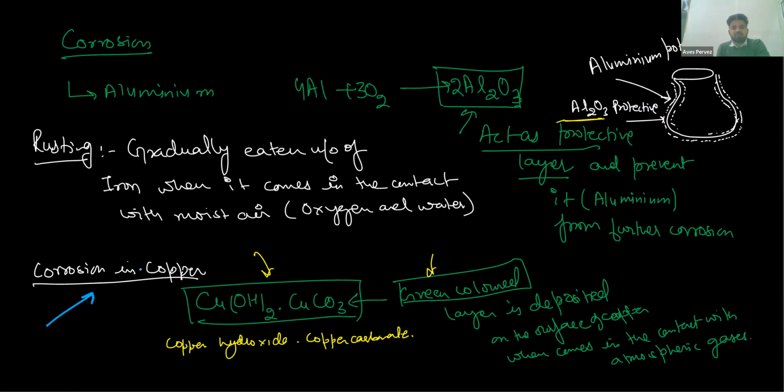Copper is important. Copper hydroxide, copper carbonate. This is very important. Note it down now in your copy: a green colored layer is deposited on the surface of copper when it comes in contact with atmospheric gases. Note it down.